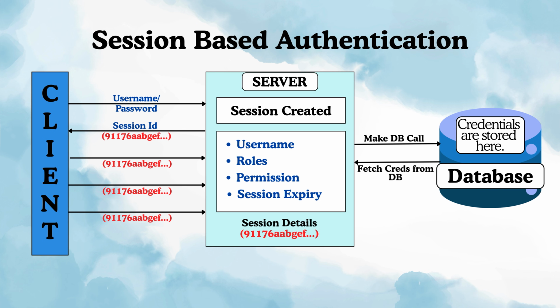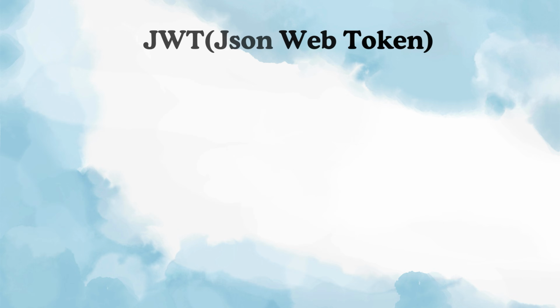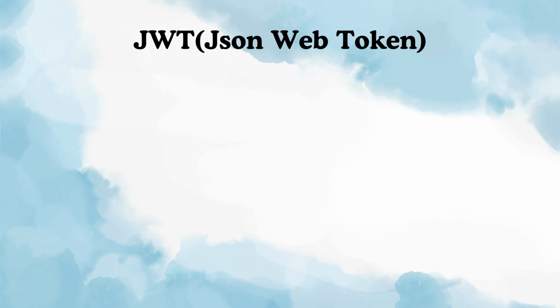Now all of this data is stored somewhere on the server, right? Maybe in the memory or in some Redis or in the database. But no matter where it is stored, the server still has to look it up. So this means that the server is maintaining state. That is, the server has to remember the user by keeping the session information with it. And that is the key point. This is where JWT comes into the picture.